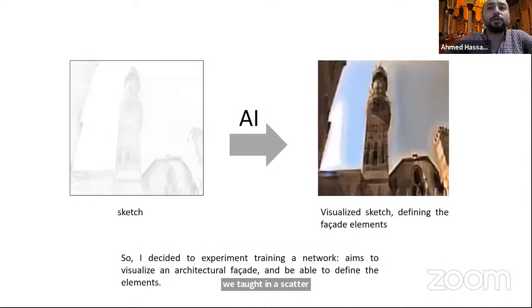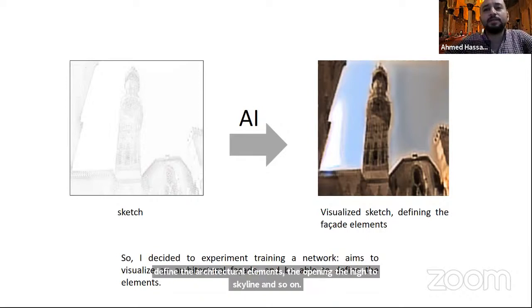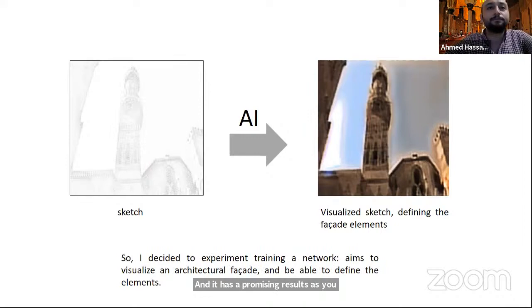So I took it further, experimenting with more sketches and what I can do using AI. Can I visualize the facade? Can I define the architectural elements, the openings, the heights, the skyline, and so on? And it has promising results, as you can see.